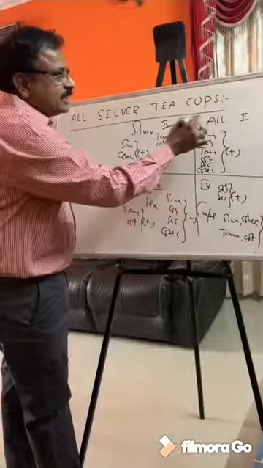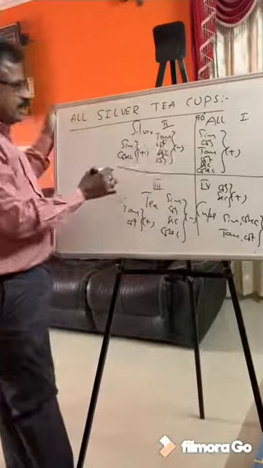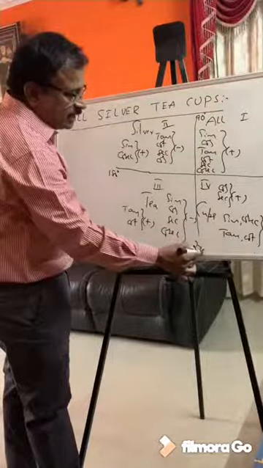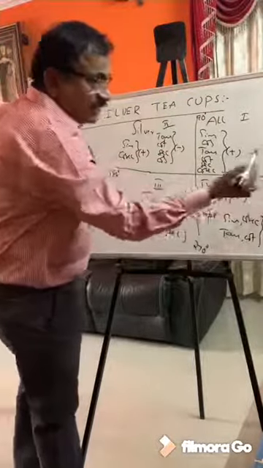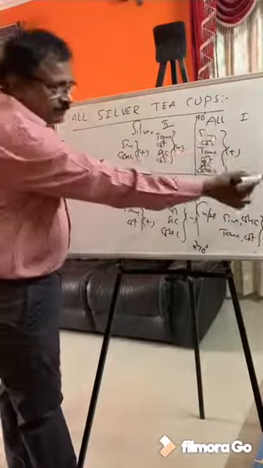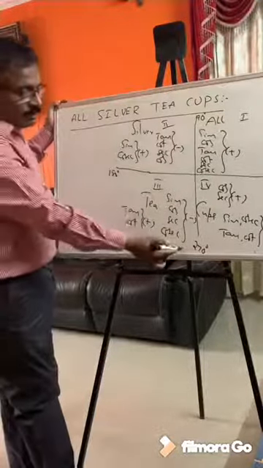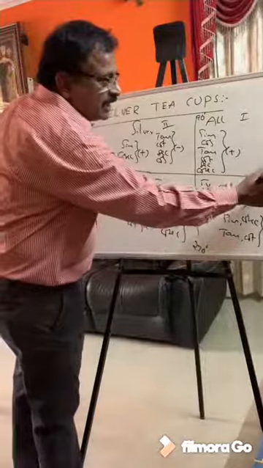0 degrees. This is 90 degrees. This is how much? 180 degrees. This is how much? 270 degrees. This is also 360 degrees because every 90: 0 plus 90, 90 plus 90, 180, 180 plus 90, 270, 270 plus 90, 360 here.